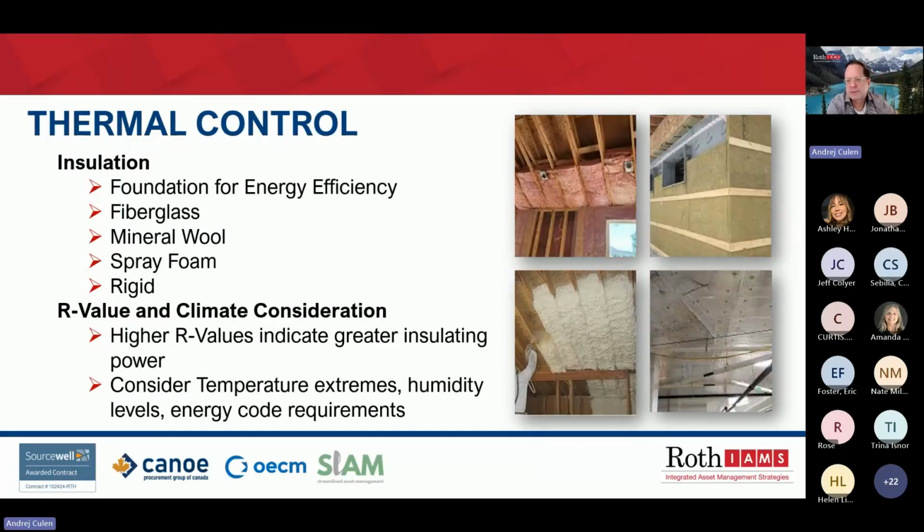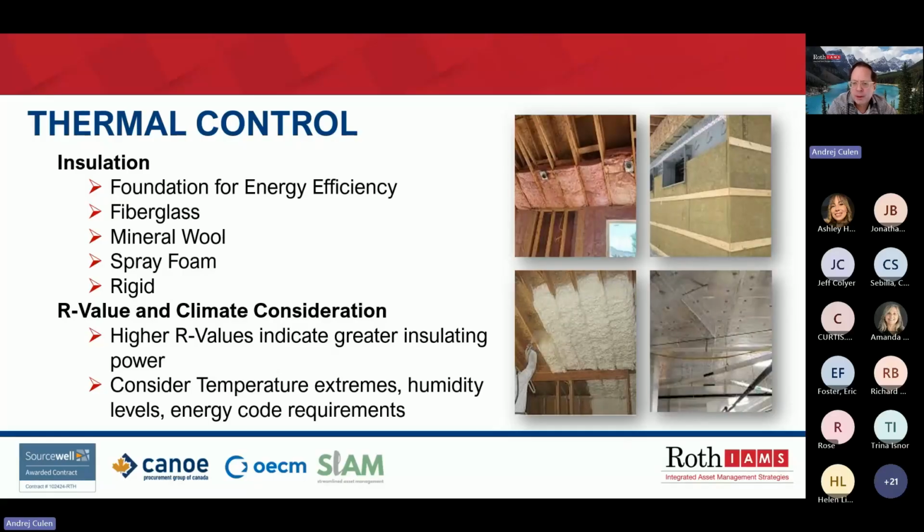Proper insulation is the foundation of an energy-efficient building envelope. Various insulation materials are available, each with distinct properties and applications. Some common types include fiberglass. Lightweight and easy to install, fiberglass is a cost-effective option that provides good thermal resistance. Mineral wool, made from rock or slag fibers. Mineral wool offers excellent fire resistance and soundproofing qualities.